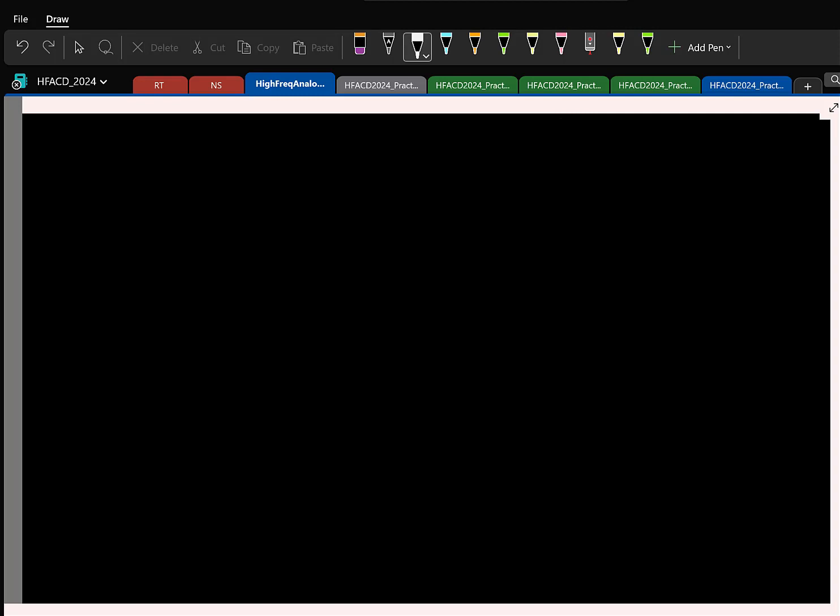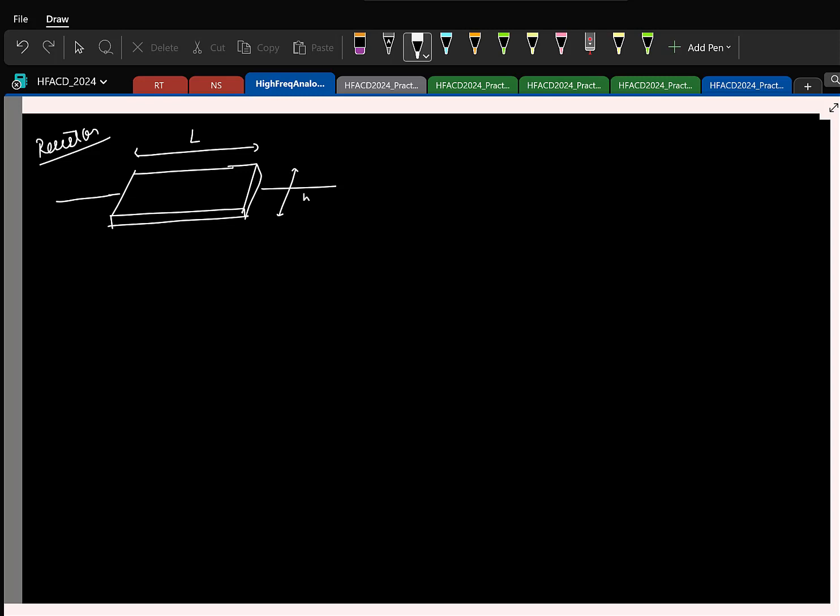You need passives like resistors and capacitors. Let's look at the resistor. So a resistor can be made in multiple ways. Let us say one way is to have a high resistivity material like a special polysilicon. You have something like this and then use it as a resistor. So if I mark the dimensions here as, let us say, length L, this is W and this is T.